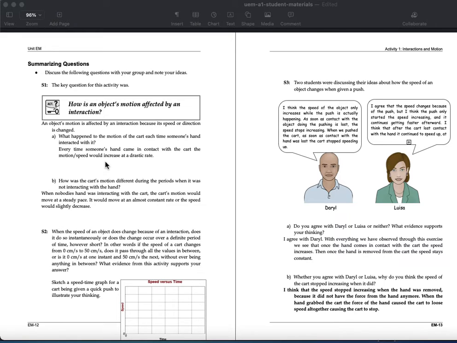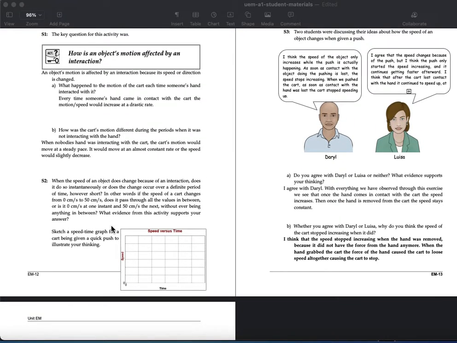For part B, as we saw on the graphs as well, when nobody's hand was interacting with the cart, its motion would move at a steady pace and it would be almost at a constant speed that would maybe slightly decrease a little bit, but basically the speed stayed about the same.